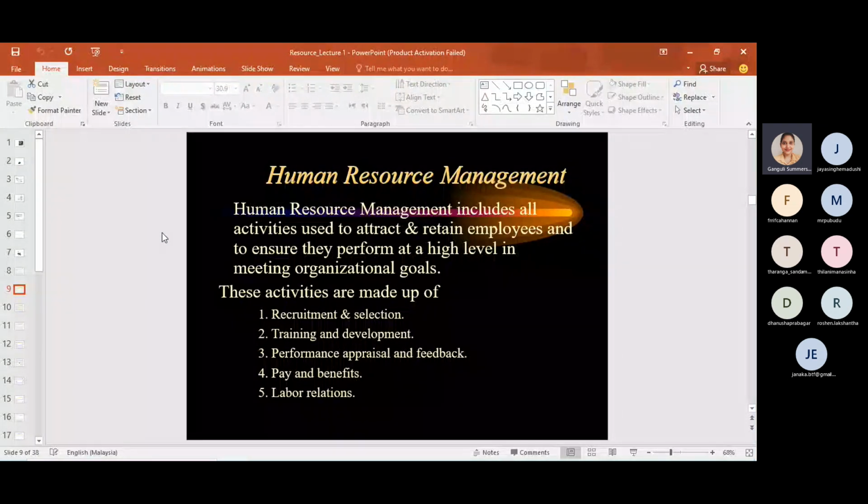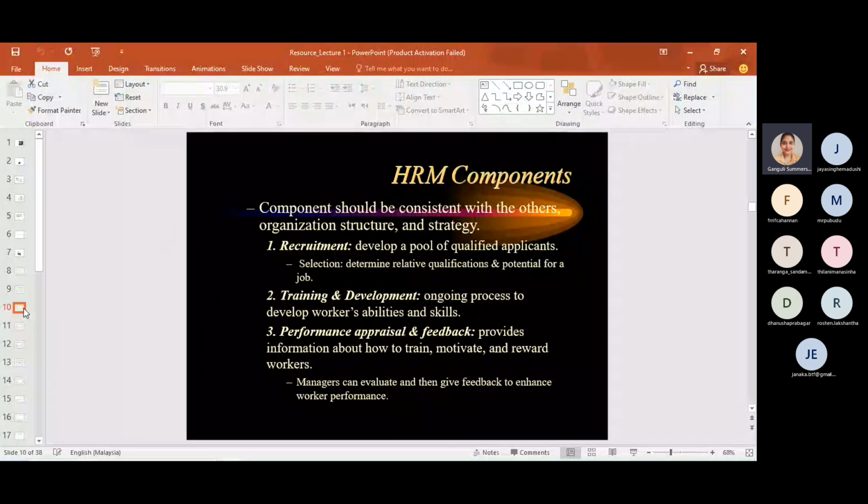So human resource management is basically made up of 5 activities. You can see the 5 activities in this slide. These are the 5 activities that human resource management is made up of. HRM, or human resource management, is shortly called HRM. HRM is made up of these 5 activities: recruitment and selection, training and development, performance appraisal and feedback, pay and benefits, labor relations. So these are called HRM activities.